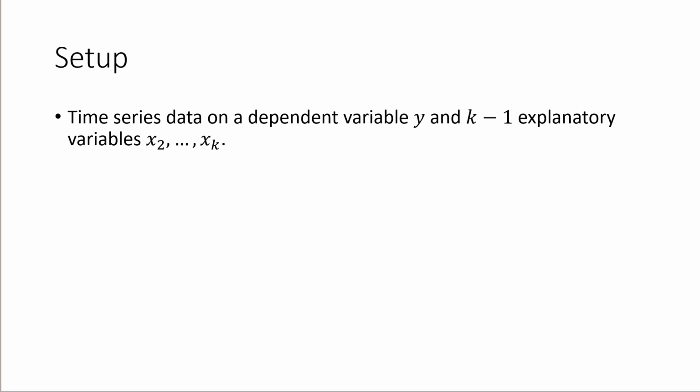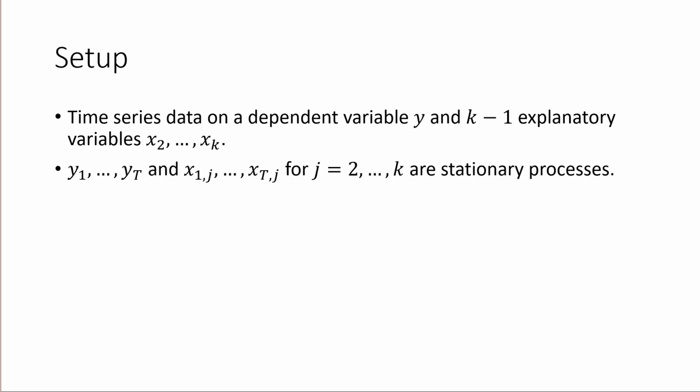So the data could be monthly, weekly, or yearly. That makes no real difference. But each time series is observed over the same time period. It's time series data, so I'm not going to assume that we have a random sample. Instead, we'll assume that each time series is a stationary process. So the dependent variable is a stationary process, as well as the time series for each explanatory variable.